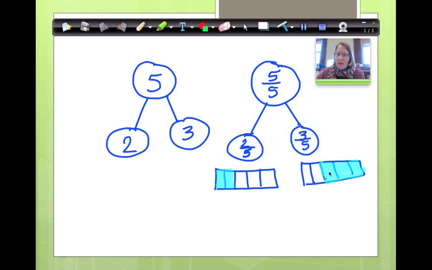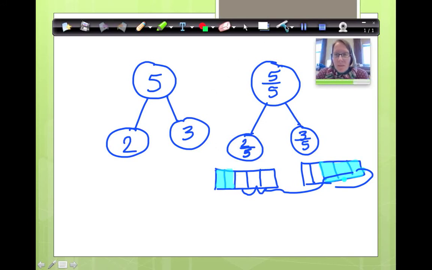Now, looking at this, I can put this bar right on top of this bar, and I would fill it right up exactly, wouldn't I? Because this one needs 3 more to be filled up, and this one needs 2 more to be filled up. So if I move these 3 over, and put them 1, 2, and 3, then I have one whole all filled up. I would have 5/5, wouldn't I?